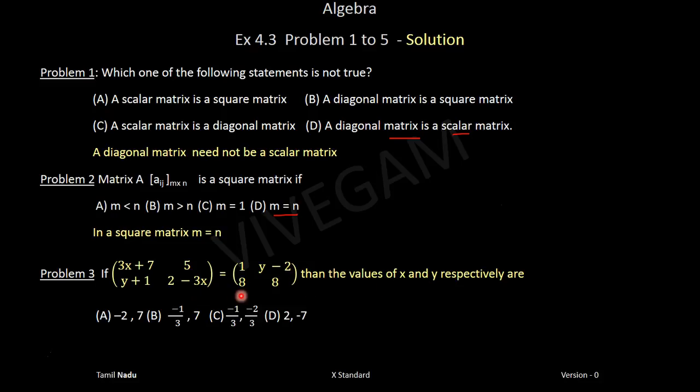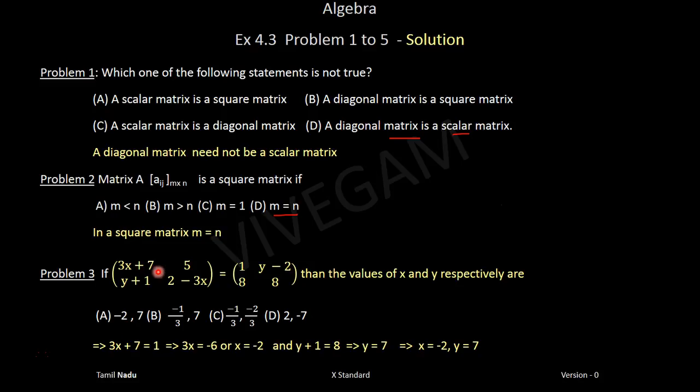So two matrices are equal. What is the condition for two matrices to be equal? You should first have the same number of rows and columns, and then each and every element will be equal. So they've already given they are equal. So 3x plus 7 will be equal to 1, and y plus 1 will be equal to 8, which means y will be equal to 8 minus 1, 7. Y will be 7. Then 3x plus 7 is 1, or 3x will be 1 minus 7, which is minus 6. So x will be equal to minus 2. So I guess this is the option. Anyway, we'll work it out.